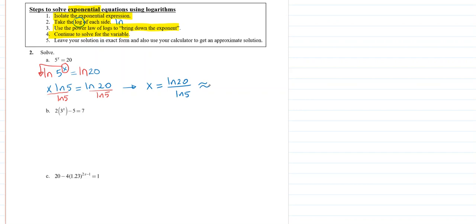And you can put it in your calculator to also get an approximation. They normally tell you how many decimal places you should go. I'm just going to round to 3 decimal places for this one. And we get approximately 1.861. Again, this is the exact solution, before you get any decimals from your calculator. And this is the approximation.